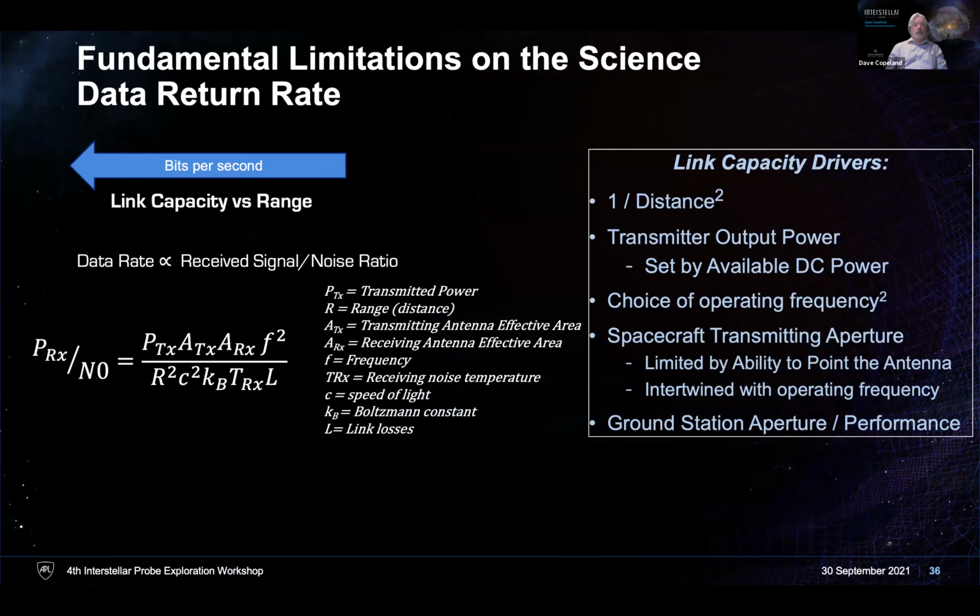To start with, the trade space for a telecommunications system quite often just comes down to looking at the terms in the link equation shown here. We know that data rate goes as the received signal to noise ratio. So it's going to go as the inverse of the distance squared. It's going to go directly as transmit output power. It should go as the choice of the operating frequency squared, if you treat the antennas as apertures. There are always second order effects here though, and that trade never quite looks as clean as you'd think it would.